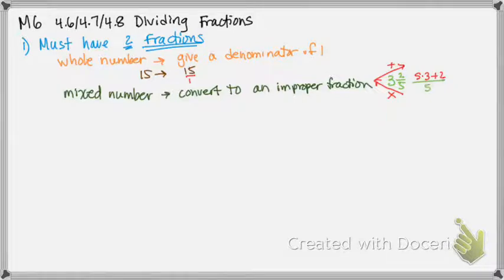So we get 5 times 3 is 15, plus 2 is 17, and so I get the answer is 17/5. Okay? So again, gotta have fractions. If we don't have fractions, we need to convert them. Okay, here comes the next bit.